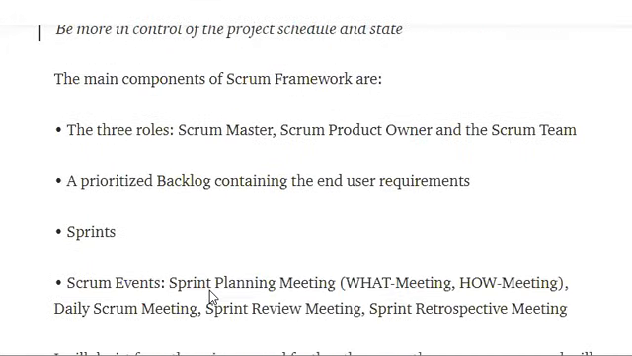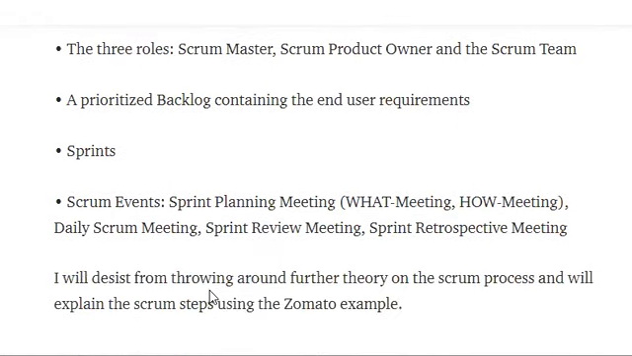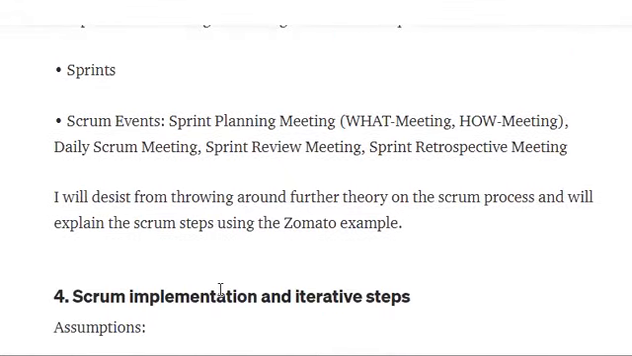It is all we know, right? The Scrum framework contains 3 roles: Scrum Master, Scrum Product Owner, and Scrum Team. A prioritized backlog containing end user requirements, sprints, and Scrum events: the planning meeting, which covers what you are going to do and how you are going to do it, the different features and how to build them. The Daily Scrum meeting, the sprint review, and the sprint retrospective meeting are there, right?